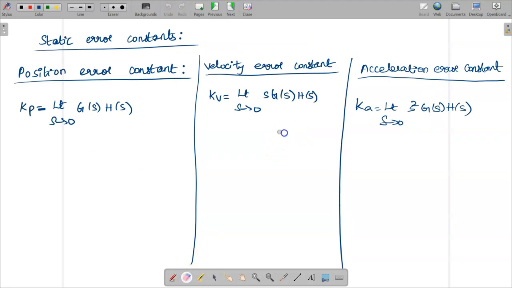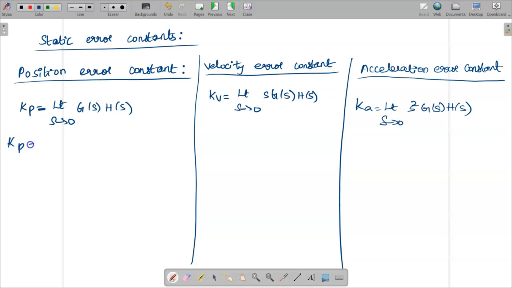So we have three different static error constants: position error constant, velocity error constant and acceleration error constant. Position error constant is denoted by Kp, which is limit s tends to 0 of G of s H of s. For Kv we have s into G of s H of s. For Ka we have s square into G of s H of s. So we need to simplify this term, and finally once we have simplified we have to substitute s tends to 0. So let us solve for the position error constant first.